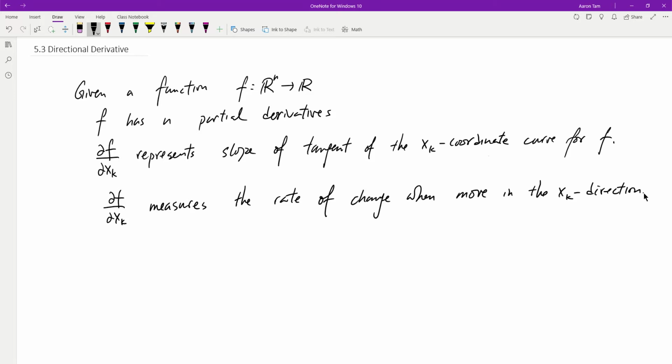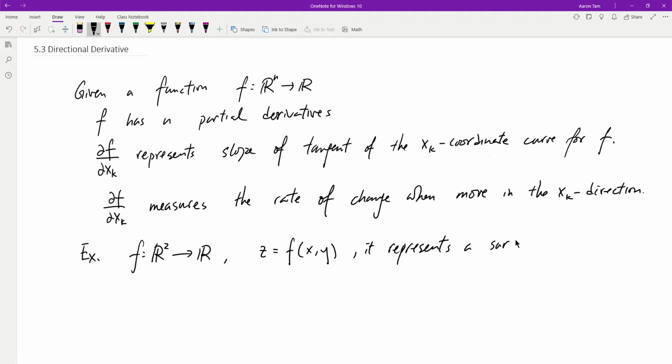Now, let me show you how that works. Obviously I would not be able to draw an n-dimensional surface in Rn plus 1, but I could draw a two-dimensional surface in R3. So for example, suppose I have a function f that maps from R2 to R, z equals f of x, y. The inputs are x and y, and the output is z. And of course, we already know that this function represents a two-dimensional surface in R3.